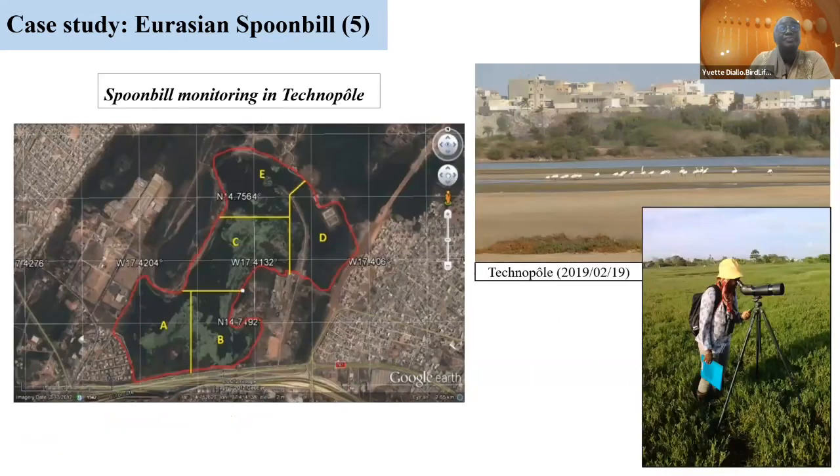Next slide. The second site is Technopole, an urban wetland. The site is subdivided into five sectors, and spoonbills are counted on foot, generally lasting 2 hours. This is the Dakar urban wetland. You see spoonbills, and behind you see the city, and the person in the picture is me.